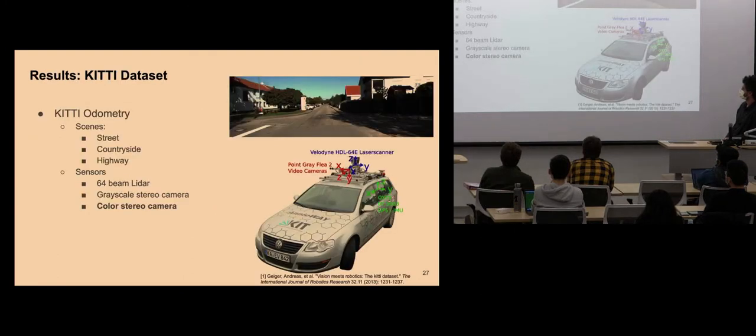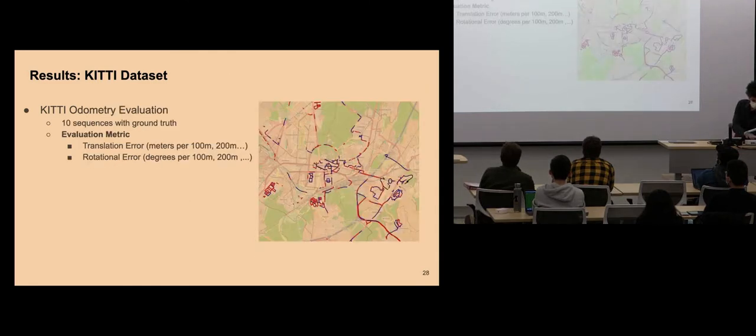Here are our experimental results. We evaluate on both an outdoor and indoor dataset. KITTI is an outdoor dataset that provides color stereo cameras. It has multiple sequences with ground truth, and error was evaluated by translation and rotational drift per 100, 200, until 800 meters.